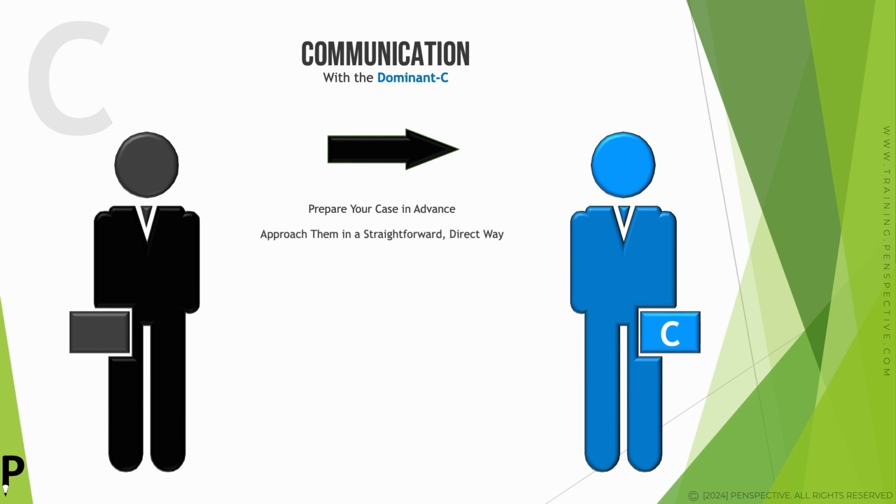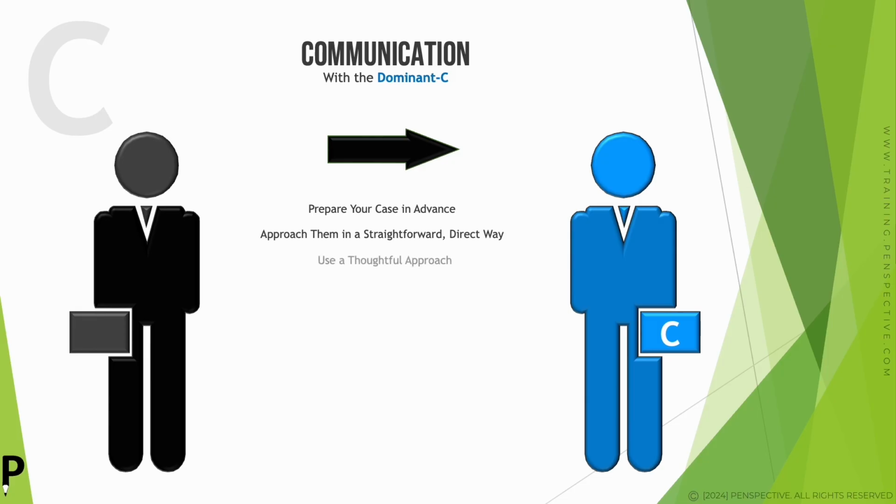Approach them in a straightforward, direct way. When communicating with dominant Cs, be straightforward and direct in your approach. Avoid using casual or informal language, as they prefer clear and concise communication that focuses on the facts and objectives. Keep the conversation professional and to the point without delving into personal matters unnecessarily.